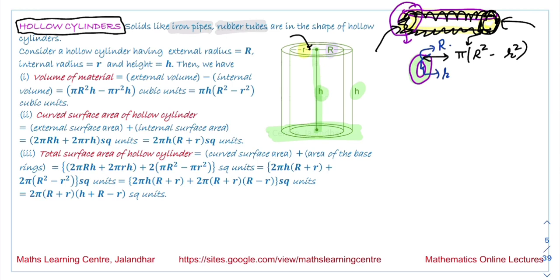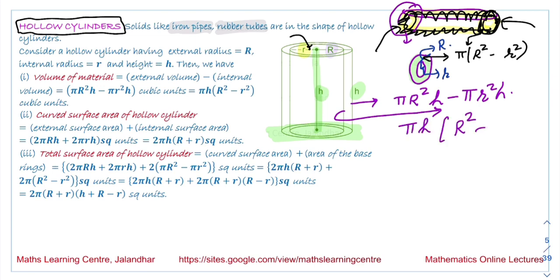So when we talk about the volume of this material, the volume will be pi capital R squared h, this is the volume of the outer portion, minus pi small r squared h, this is the volume of the inner portion. So pi h is common and we are left with capital R squared minus small r squared. This is the volume of the material used, or volume of the material of this cylinder.